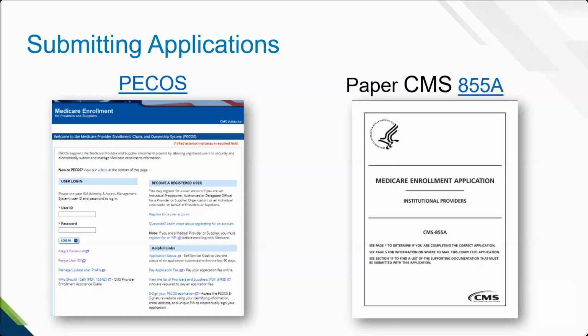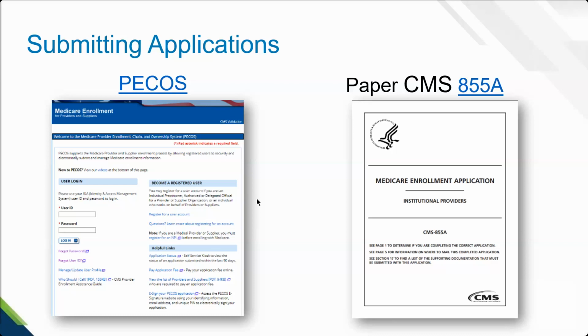My other argument for PACOS is revalidations. With a revalidation, you go in, you review the information, you make changes if you need to, and submit. With a paper, you have to fill out the whole form again. With a paper, you cannot fax it and you cannot email it. It must be received through physical mail. The only electronic submission method is through PACOS.